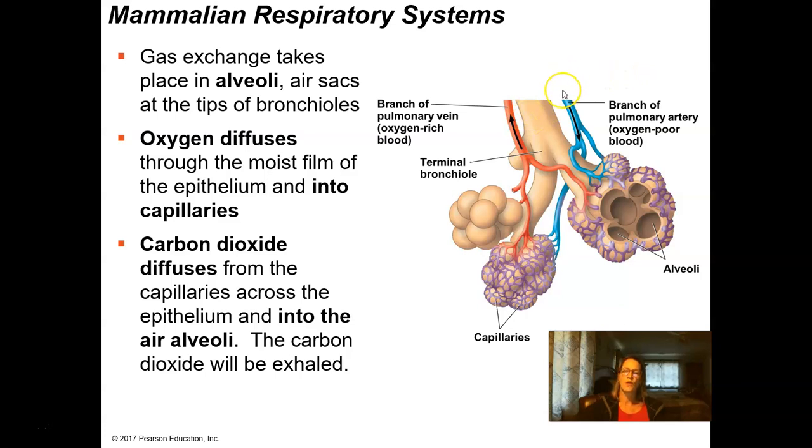One thing I didn't point out was this is the branch of the pulmonary artery that has oxygen-poor blood, and it's wrapping around the alveoli. So it's oxygen-poor blood. It's going to release its carbon dioxide in here. It's going to pick up oxygen, and now it's going to return to the heart through the pulmonary vein. And then once it gets to the heart, it's going to be pumped out to the systemic circuit.